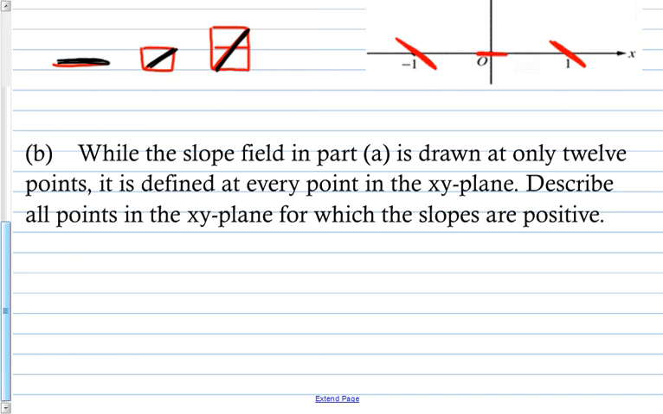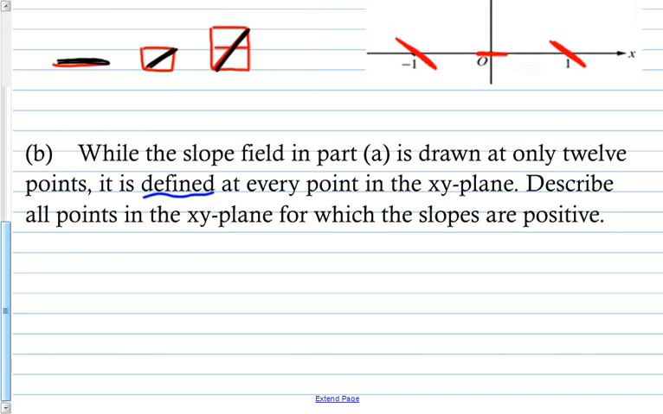I left C out because I have to teach you something before we could do C, but we will do C. Okay, not today. B: while the slope field in part A is drawn at only 12 points, it is defined at every point in the xy plane. Describe all points in the xy plane for which the slopes are positive.